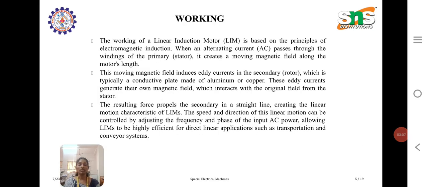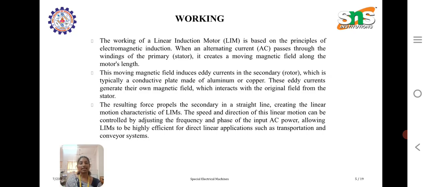Coming to working, the working of linear induction motor is based on the principle of electromagnetic induction. When an alternating current passes through the windings of the primary, it creates a moving magnetic field along the motor's length. This moving magnetic field induces eddy currents in the secondary rotor, which is typically a conductive plate made of aluminum or copper. These eddy currents generate their own magnetic field, which interacts with the original field from the stator. The resulting force propels the secondary in a straight line, creating the linear motion characteristic of the linear induction motor.